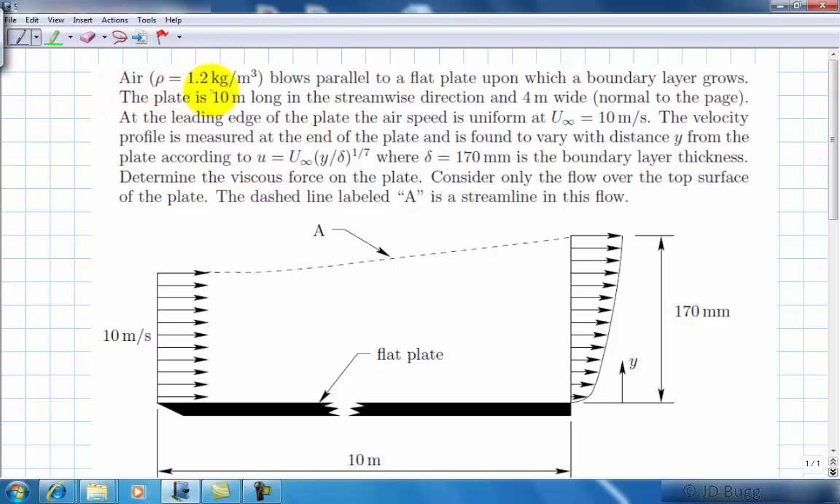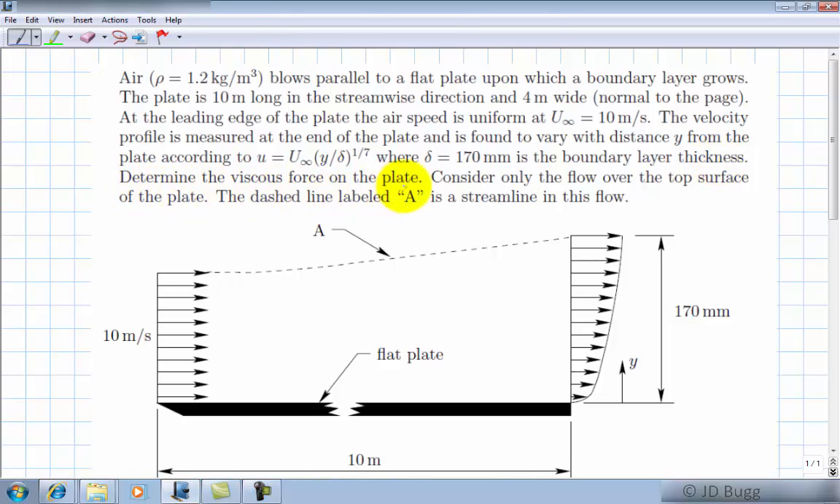Air with a density of 1.2 kilograms per cubic meter blows parallel to a flat plate upon which a boundary layer grows. The plate is 10 meters long in the streamwise direction and 4 meters wide, normal to the page. At the leading edge of the plate, the air speed is uniform at u infinity equals 10 meters per second. The velocity profile is measured at the end of the plate and is found to vary with distance y from the plate according to u equals u infinity times (y over delta) to the 1/7, where delta equals 170 millimeters is the boundary layer thickness.